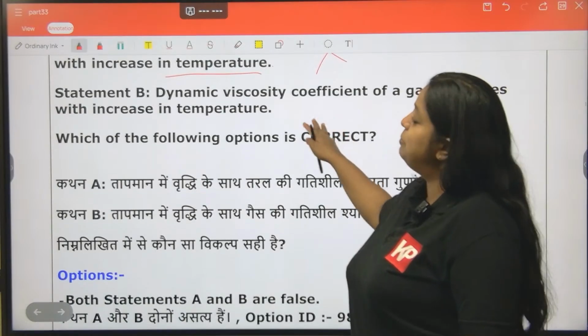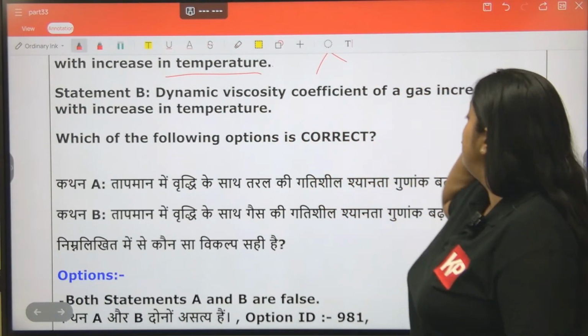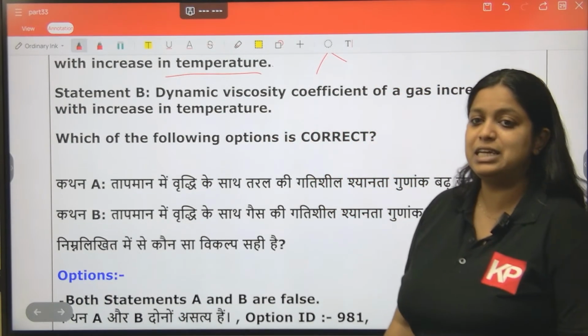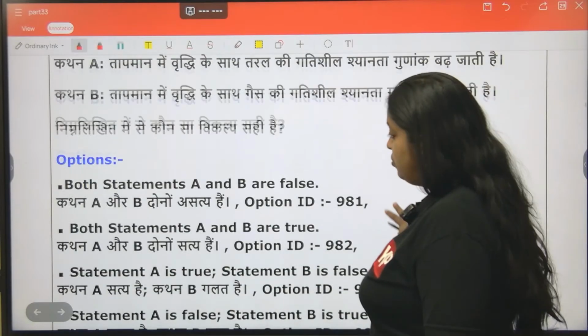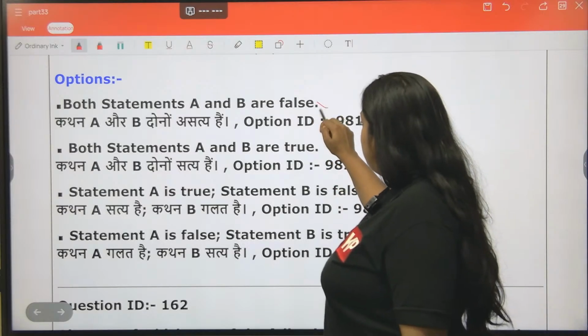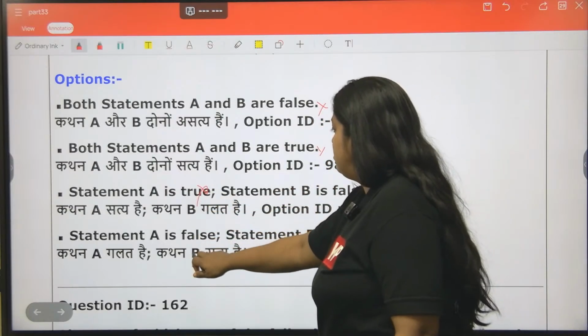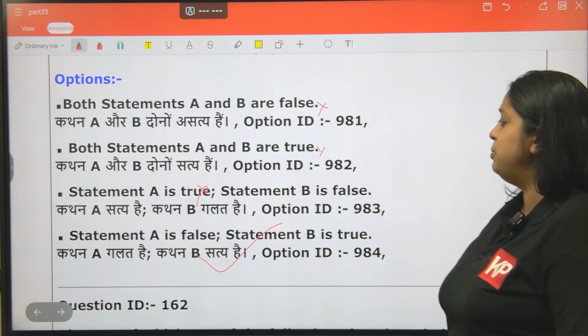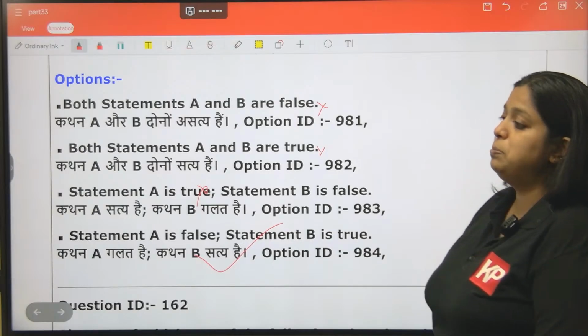The option B, dynamic viscosity of a gas increases with increase in the temperature. So the right option will be, statement A is false, statement B is true. So option D is the right answer.